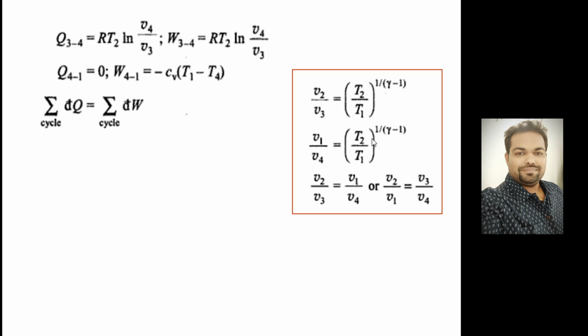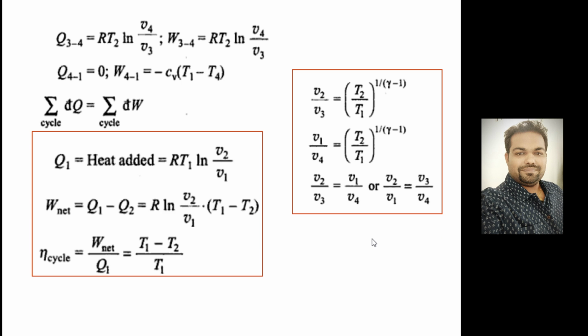So process 2 to 3 is isentropic, process 1 to 4 is isentropic. So we can apply these isentropic relationships of specific volume with temperature. And from these two, T2 and T1, this quantity is the same, so we can relate V2, V3 and V1, V4 by this relation, or you can say V2 by V1 is equal to V3 by V4. All right. So if you substitute this, you can write heat added is equal to RT1 ln of V2 by V1, and heat rejected is RT2 ln of V2 by V1, because V2 by V1 is equal to V3 by V4.